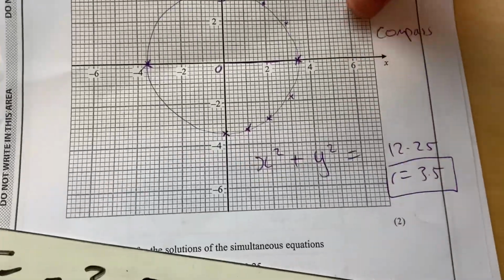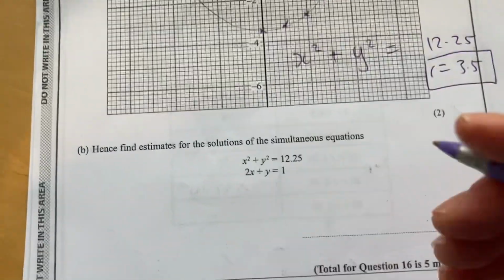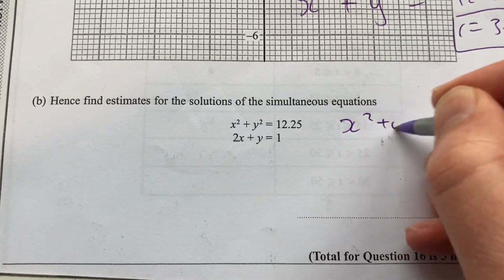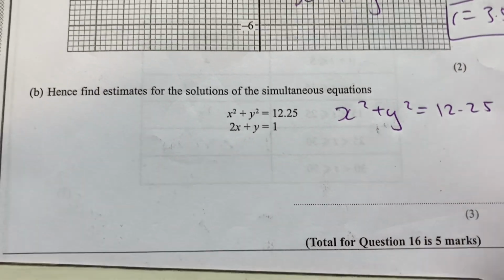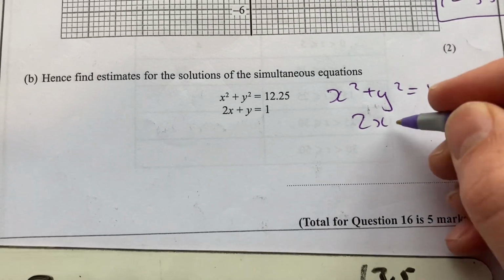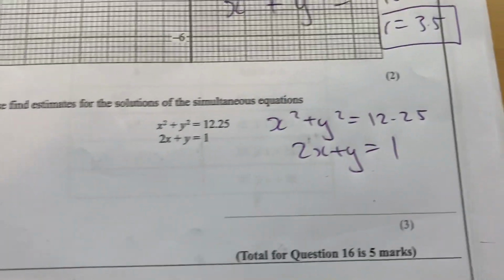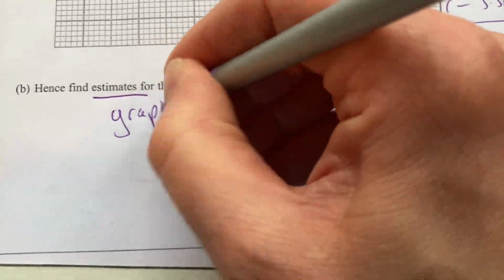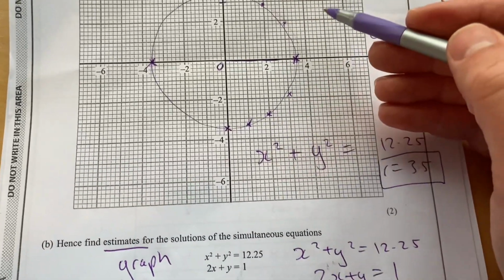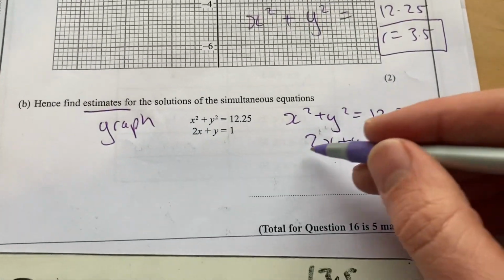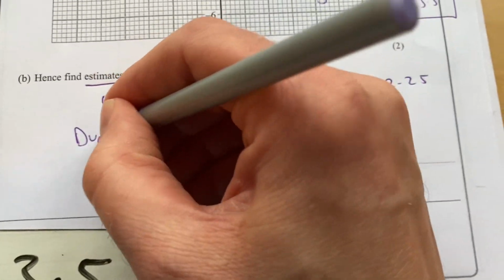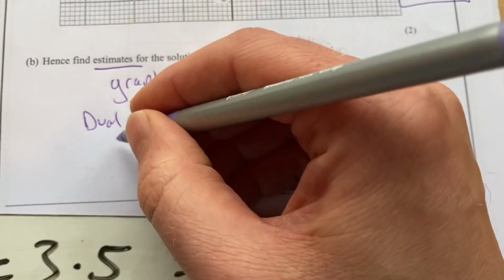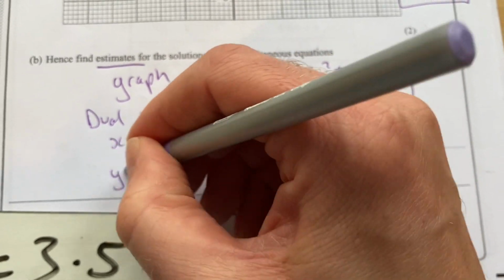Now the question goes on to say find the estimates for the solutions of the simultaneous equations of this circle and this straight line. Now, it says estimates because they want you to use your graph and read off the values from the graph. We've plotted this graph. Now let's plot the straight line. I'm going to use the dual intercept method because of the way it's written, meaning I'm going to solve when x is 0 and when y is 0.